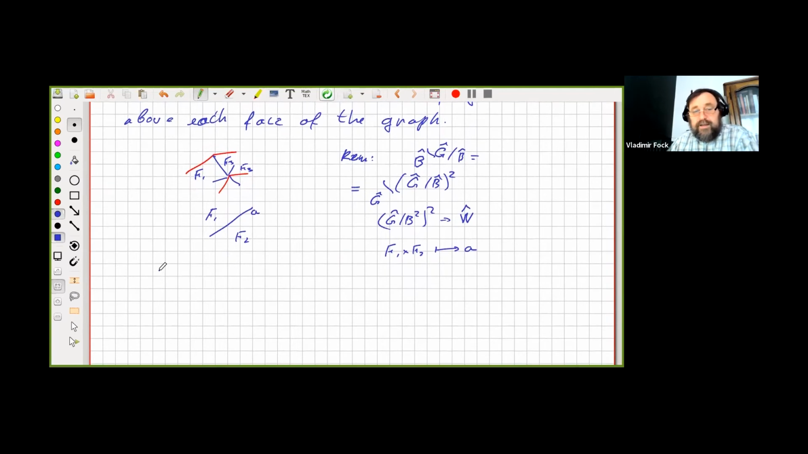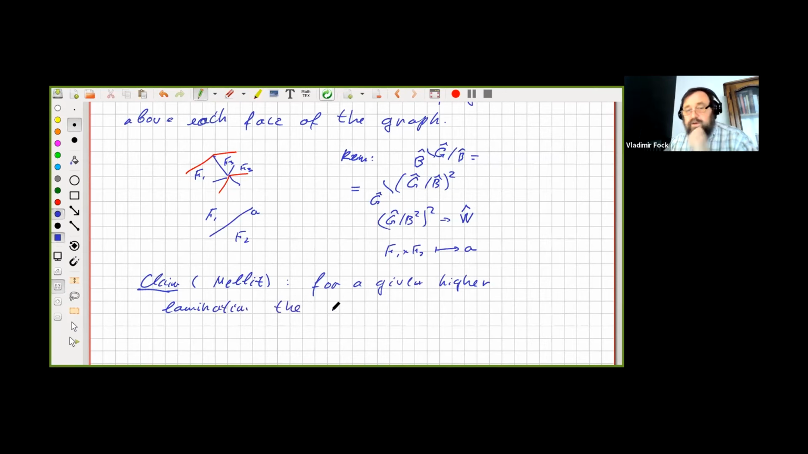And so therefore we get the claim, which is also partially borrowed from the paper of Anton Mellet: for a given graph and given high laminations, the set of compatible flat connections is a cell.